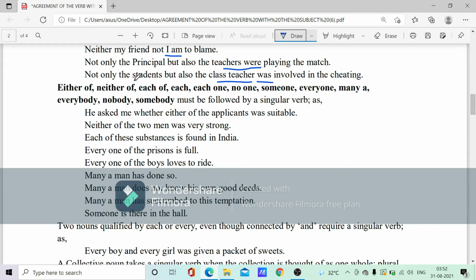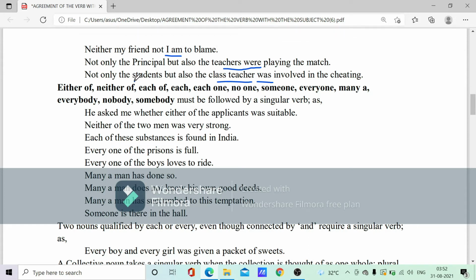Otherwise, you need not think that students is also the subject. Here it is a subject, but you have to use the verb according to the nearest subject if these subjects are joined with these particular connectors, as I told you.